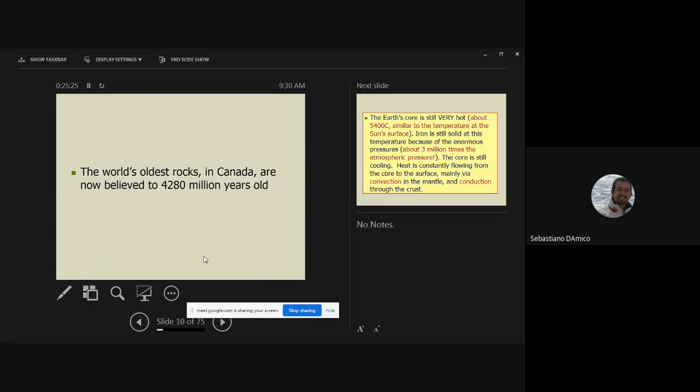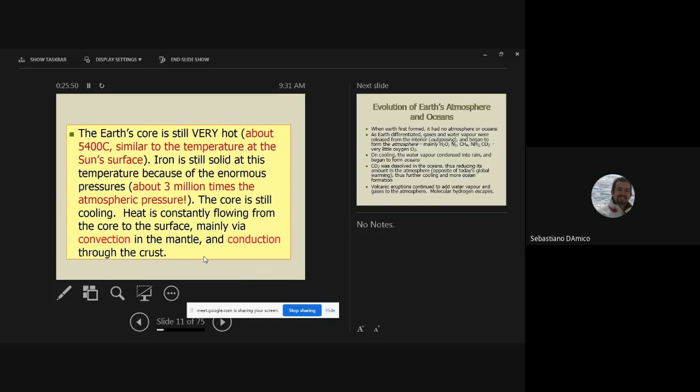Now let's go back on track, and we will go to Vesuvio later on. But the oldest rock that we believe we have found is dated a little bit more than 4,000 million years old and has been found in Canada, okay?